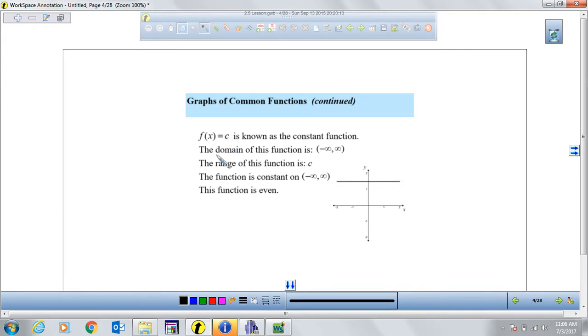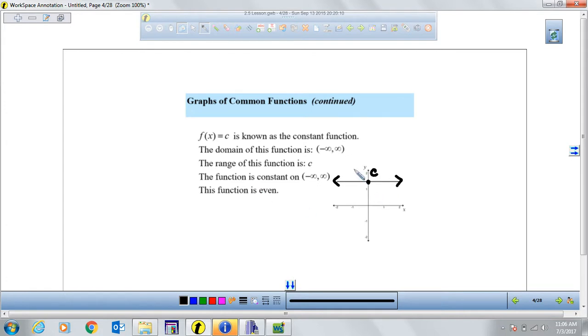The domain of a horizontal line is from negative infinity to positive infinity, because it contains any value of x on the negative side and on the positive side. So negative 5, negative 6, all the values of x can be found on this graph, from left all the way to the right. Now, the range of this function contains only one single value, and that value is c, wherever it crosses the y-axis, because that's the only y value on that horizontal line.